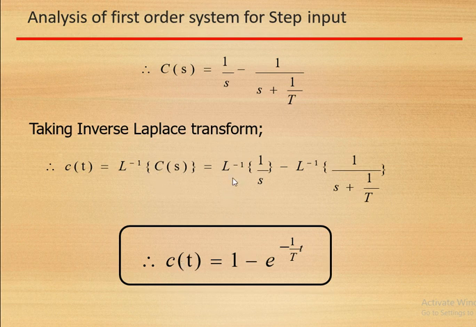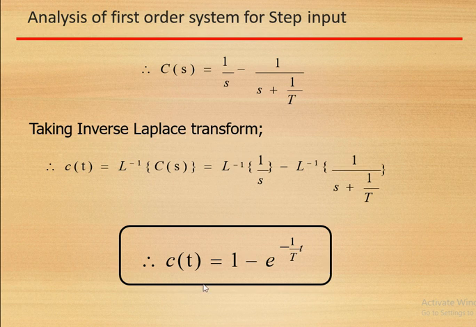Inverse Laplace of 1 upon s is 1, because it is the unit step, since the Laplace transform of 1 is 1 upon s, that is the unit step. So this is the unit step, it is 1 upon s, minus the inverse Laplace transform of 1 upon (s plus 1/T), which is e raised to minus 1/T into t. So this is a very important equation which we have got in the time domain.